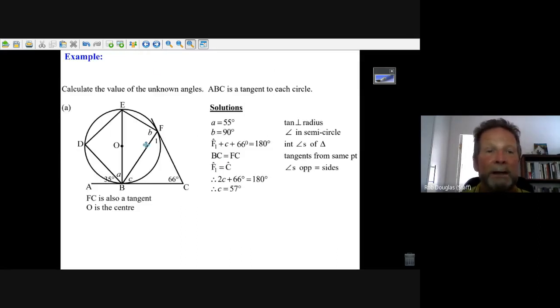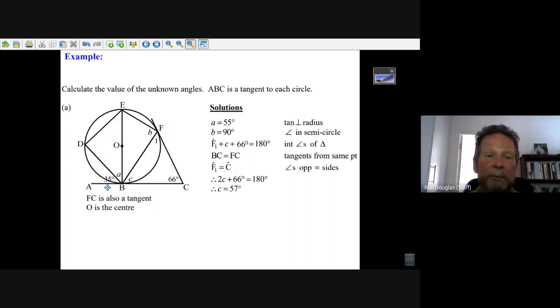I'm going to do one example now, though, of a question that uses all this stuff. Okay, let's start off here. Say you had to figure out what angle A and angle B and angle C is. You've got a cyclic quadrilateral here. It looks like D, B, F, E. There's two triangles in here. You can see two triangles and two tangents, ABC and CF, two tangents.